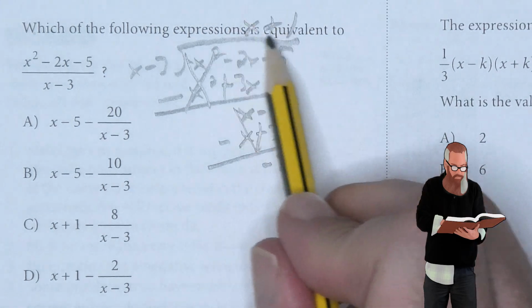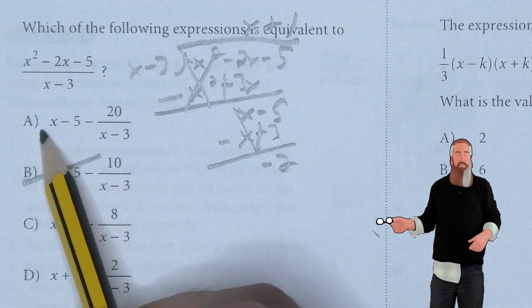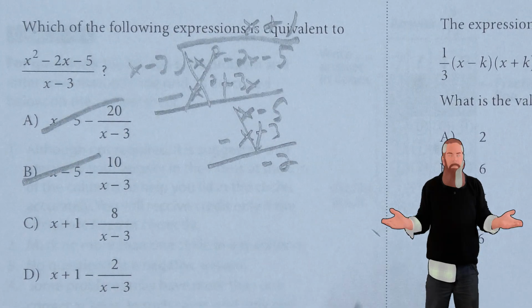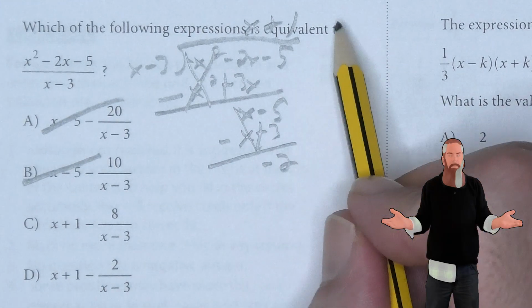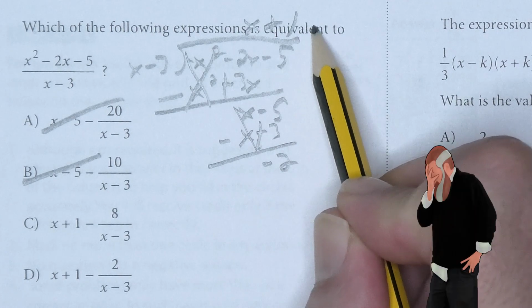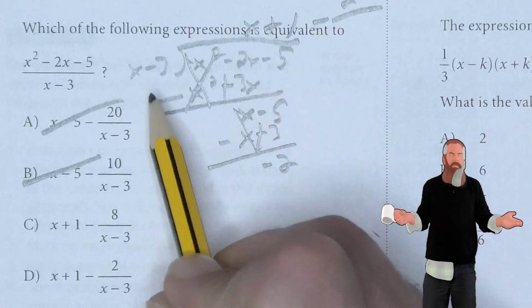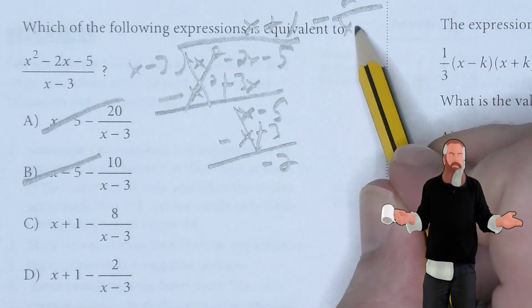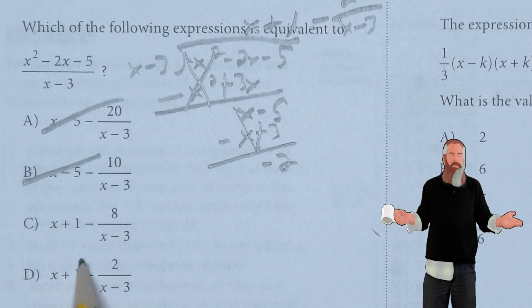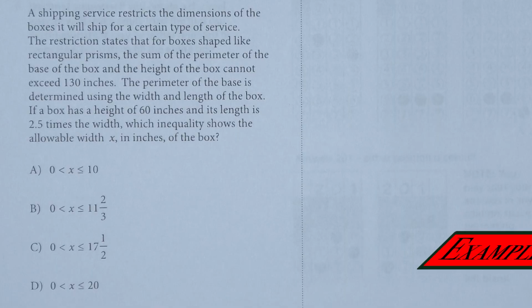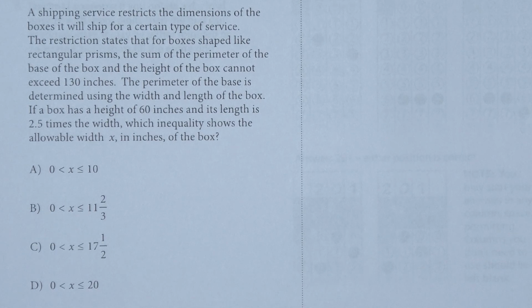So if I do not have an x plus 1, it gets eliminated from the pool of answers. Now, what to do with this negative 2? Well, this is going to become a minus 2 over what I'm dividing, which is x minus 3, giving us D as the answer.